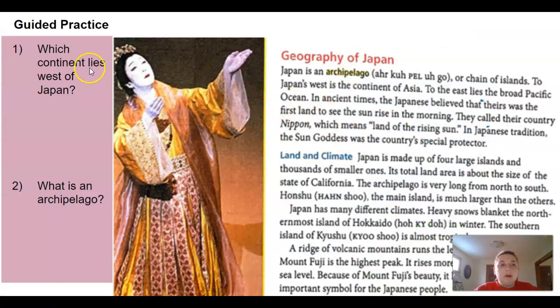All right, so we are going to read guided practice and then answer our questions. Japan is an archipelago or a chain of islands. To Japan's west is the continent of Asia. To the east lies the broad Pacific Ocean. In ancient times, the Japanese believed that theirs was the first land to see the sun rise in the morning. They called their country Nippon, which means land of the rising sun. In Japanese tradition, the sun goddess was the country's special protector.